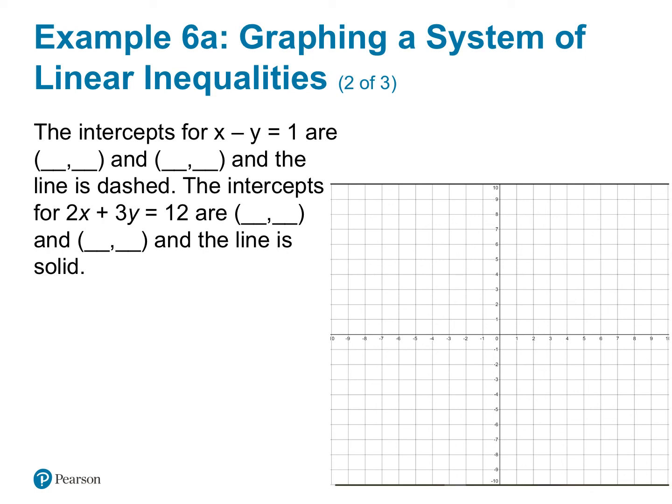Okay, so our first, the intercepts for the first equation were 1, 0, and 0, negative 1. And the line is going to be dashed because it started as a less than sign. So it's going to be dashed because there's no equal to sign. So there's 1, 0, and then 0, negative 1. Make a dashed line.